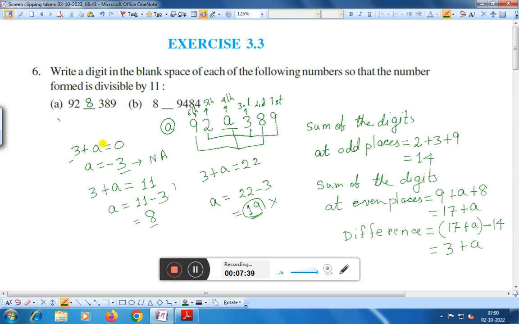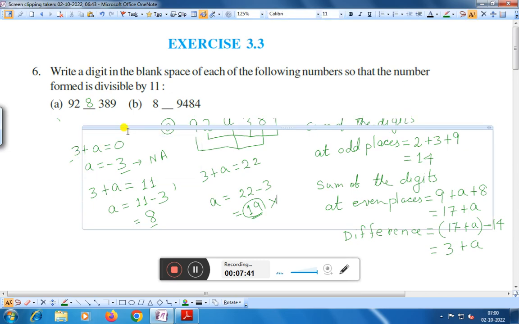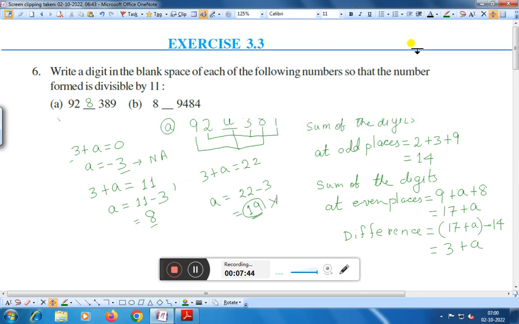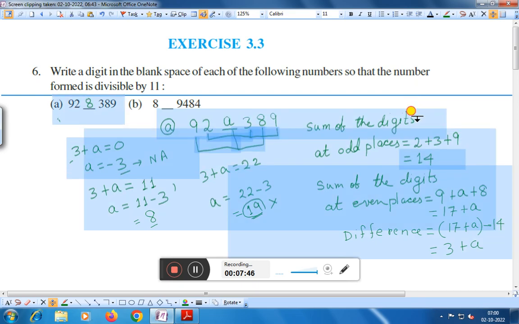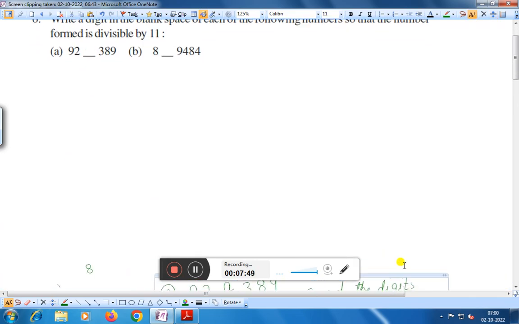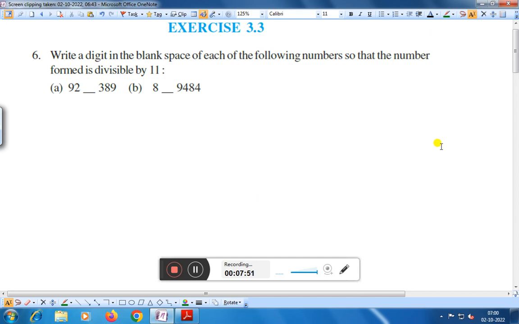Now we'll do the next problem, that is question number B. We'll solve question number B. Now you see question number B. Question number B is, in the same way we will solve this problem. That is, the number is 8 dash 9 4 8 4.